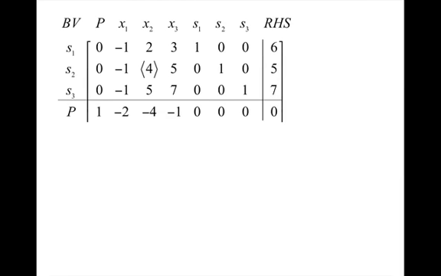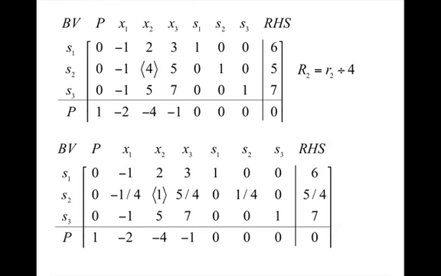So I begin by making the 4 become a 1. So I'm going to divide row 2 by a 4. When I do this, I keep rows 1, 3, and 4 the same. Row 2 becomes 0, -1/4, and then the 1 that I wanted, 5/4, 0, 1/4, 0, and 5/4. And as I mentioned, you just recopy rows 1, 3, and 4.